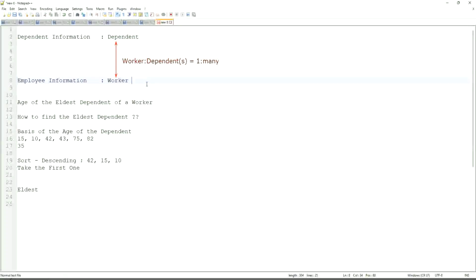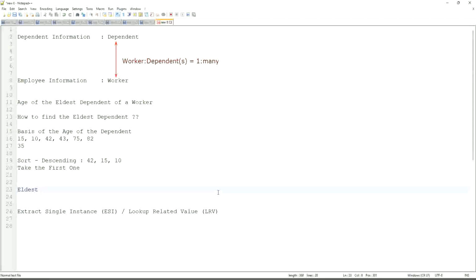But does the worker business object have the information about the dependent's age? The answer is no. That is why we are going to use a combination of calculated fields that is called extract single instance. Right. And lookup related value. This is the most common calculated field function that people will ask you in your interviews. ESI and LRV. Extract single instance is called ESI. Lookup related value is LRV.